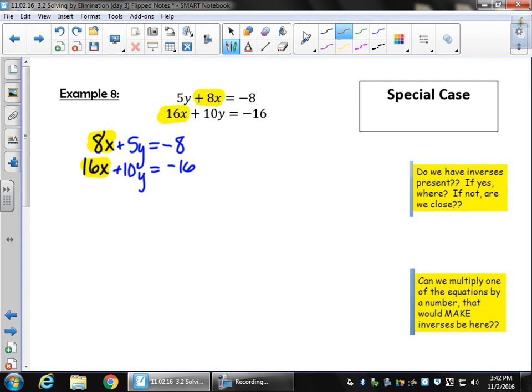If this is a positive 10y, I need this to be a negative 10y. To make that happen, what do you think we're going to multiply by? Well, to get negative 10, I need to multiply 5 by negative 2. And if I multiply this by negative 2, I have to multiply the entire equation by negative 2. So let's see what happens. Negative 2 times 8x is negative 16x. Negative 2 times a positive 5y is negative 10y. And negative 2 times negative 8 is a positive 16. Leave the second equation alone. Don't touch it.